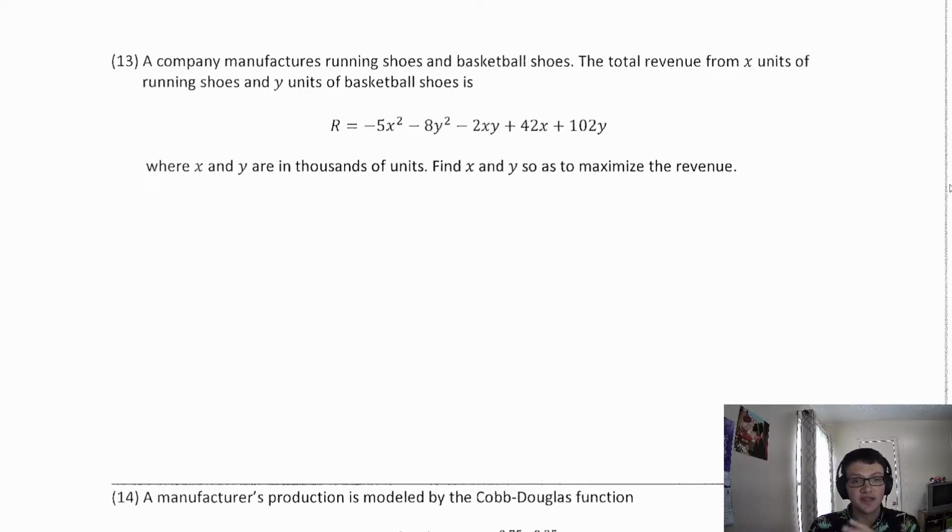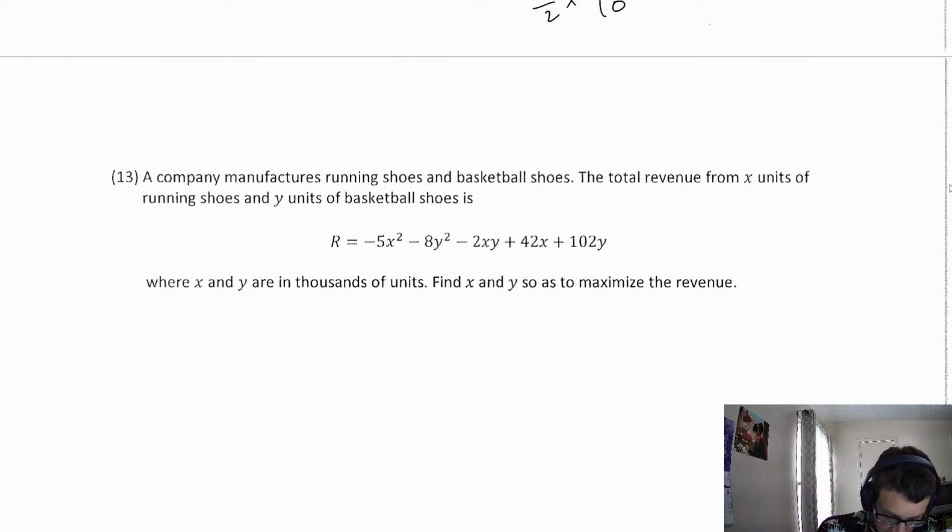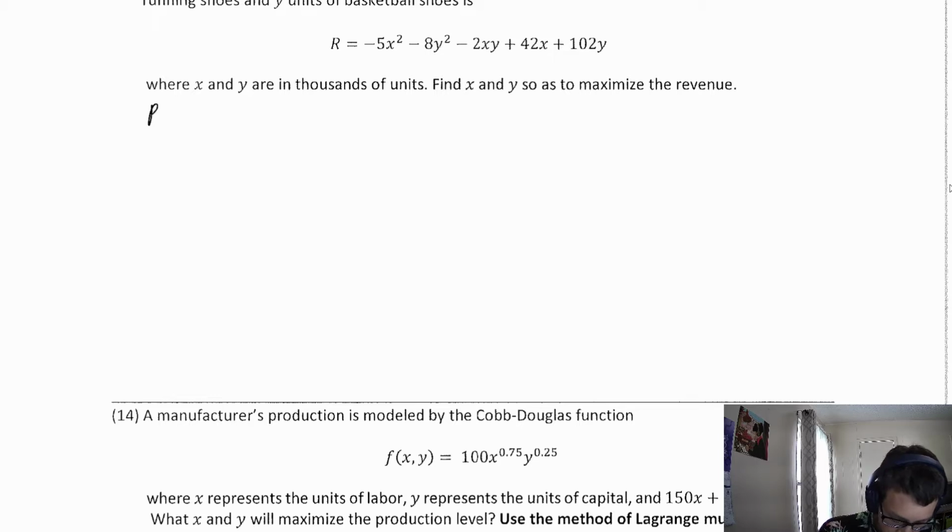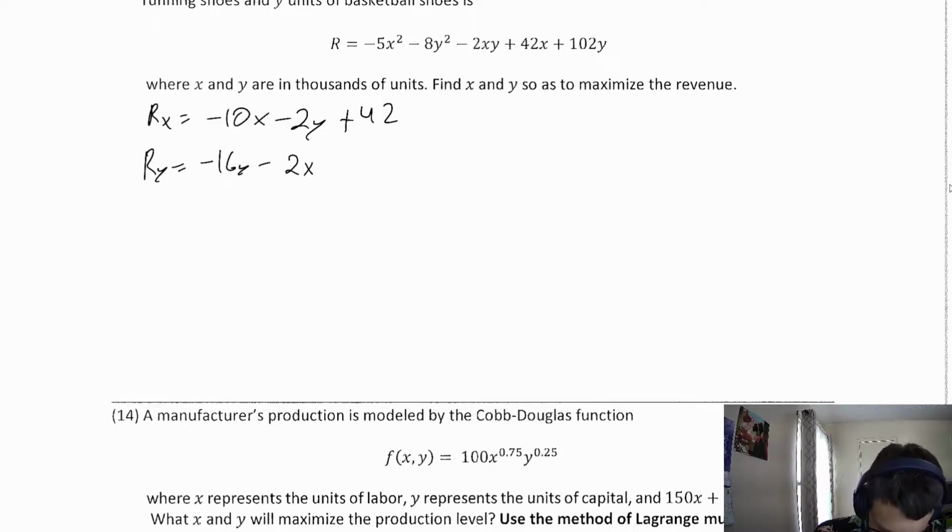So our goal here, we have this multivariable function. Our goal is to find the maximum of a multivariable function. In order to do that, we need to find the first partial derivatives. So Rx is minus 10x minus 2y plus 42. And Ry is minus 16y minus 2x plus 102. We find the two partial derivatives. We're going to set them equal to 0. And now we can try and do some substitution.